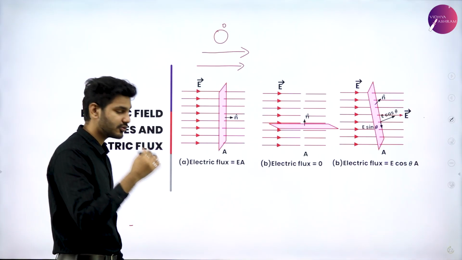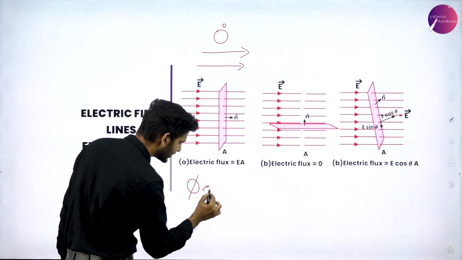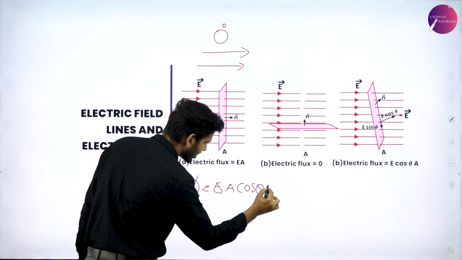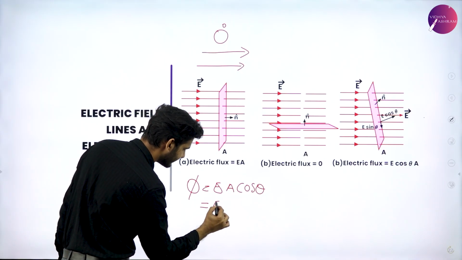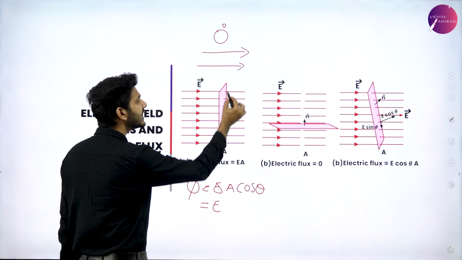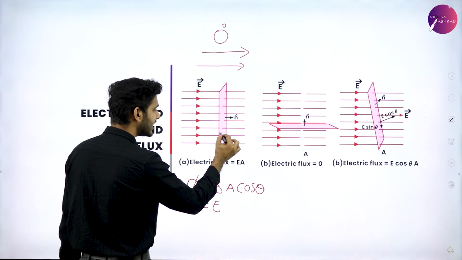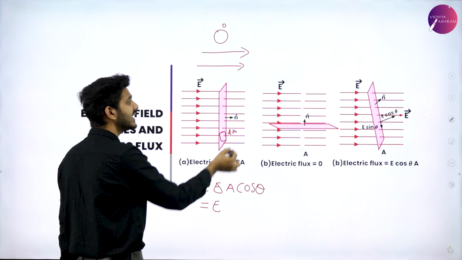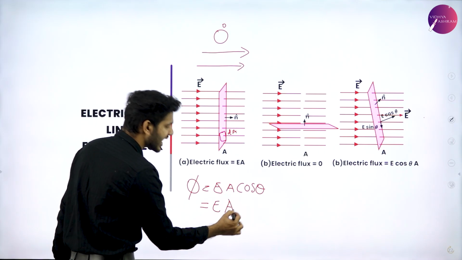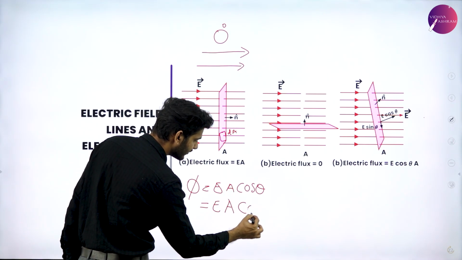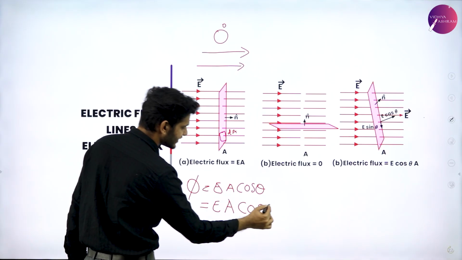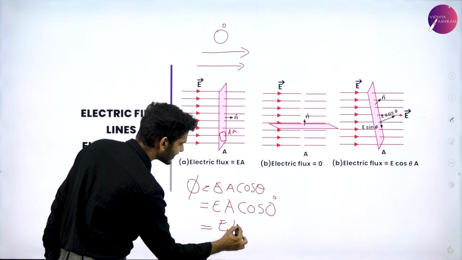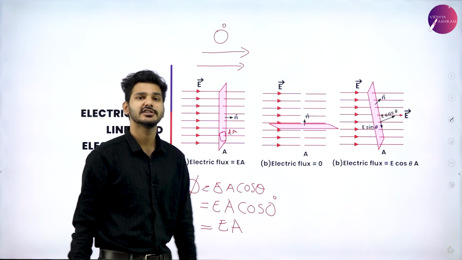Now, when we introduce the equation, phi is equal to E A cos theta, E is the electric field and A is the area. In the last part, we only took a small area dA, but here we have taken the entire area, which is A, and cos of the angle between them, which is cos 0 degrees. So this is just E times A, because cos 0 is 1.